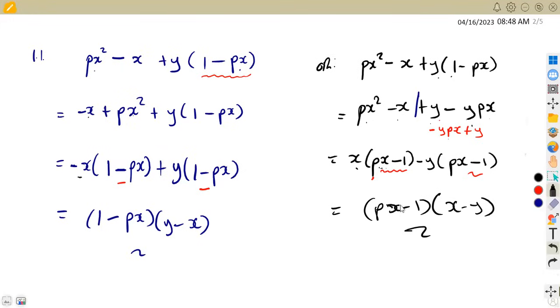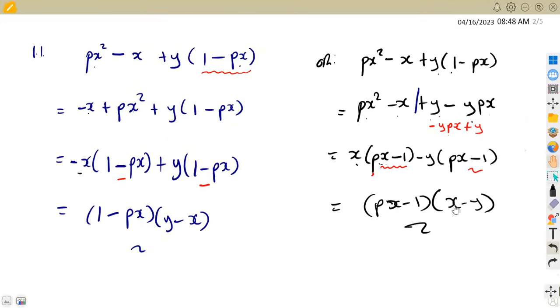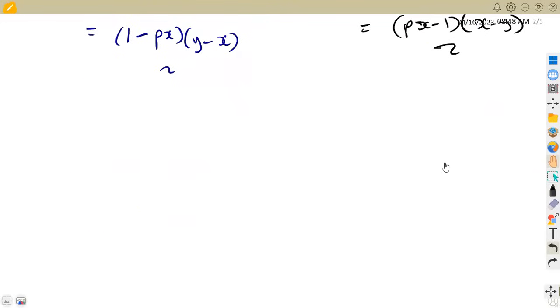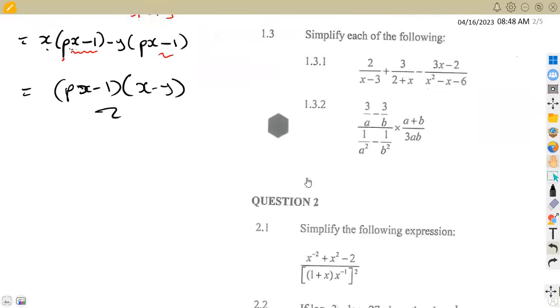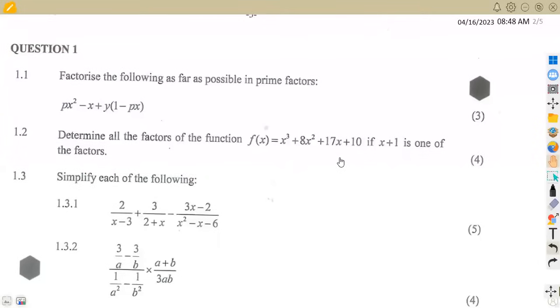So you could have factorized in this way or any other way that is applicable. There are so many ways. Even by grouping, you can rearrange in any way of your choice. All right. So hopefully the way that you used is applicable. That is the most important part. All right. So let's check the other part that we have on 1.2.